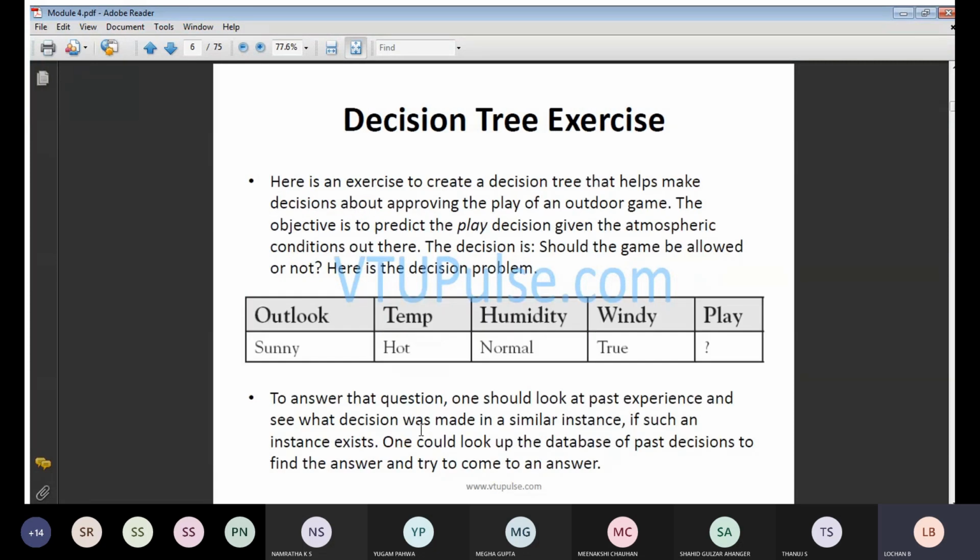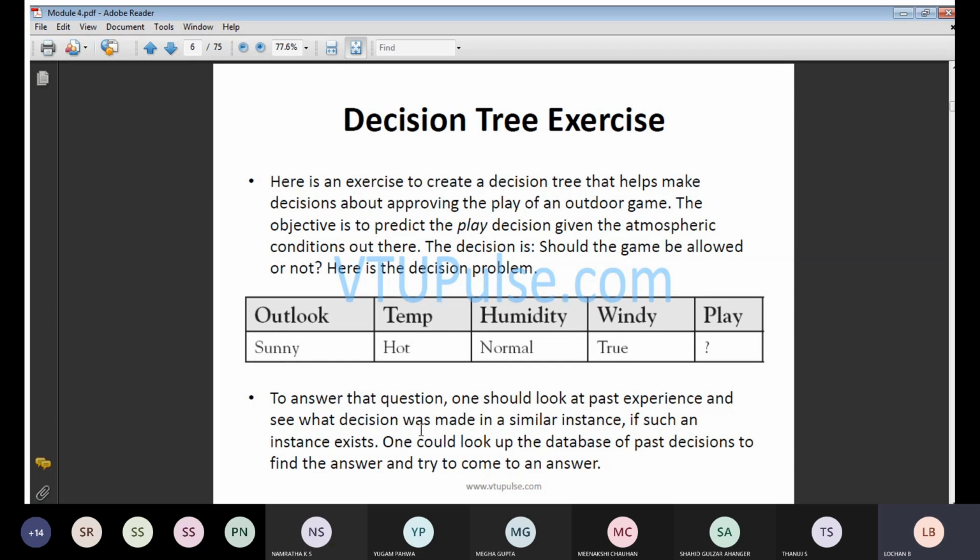This is the example they have taken. Decision tree example: here is an exercise to create a decision tree that helps make a decision about approving the plan of an outdoor game. Before starting, I am going to give an example. Tomorrow the India New Zealand test match is there. For that, they are going to predict the weather, whether tomorrow rain will come or whether it is hot, sunny or normal. In such a way we will use it in this particular case.